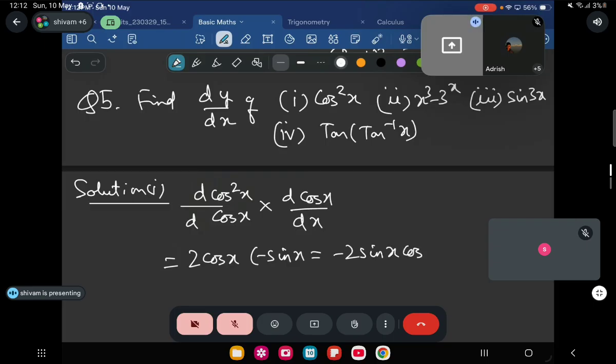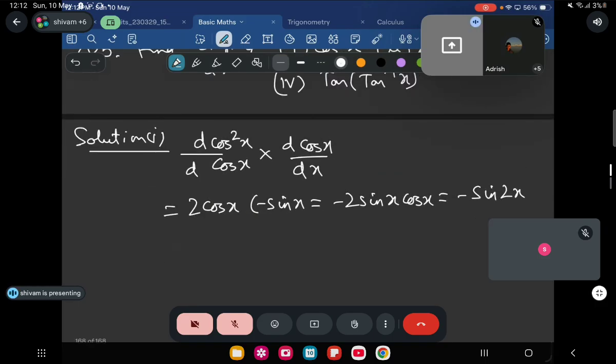And what is minus 2 sin x cos x? That is minus sin 2x. There is a formula: sin 2 theta is equal to 2 sin theta cos theta, if you remember, for those who have done trigonometry last year.